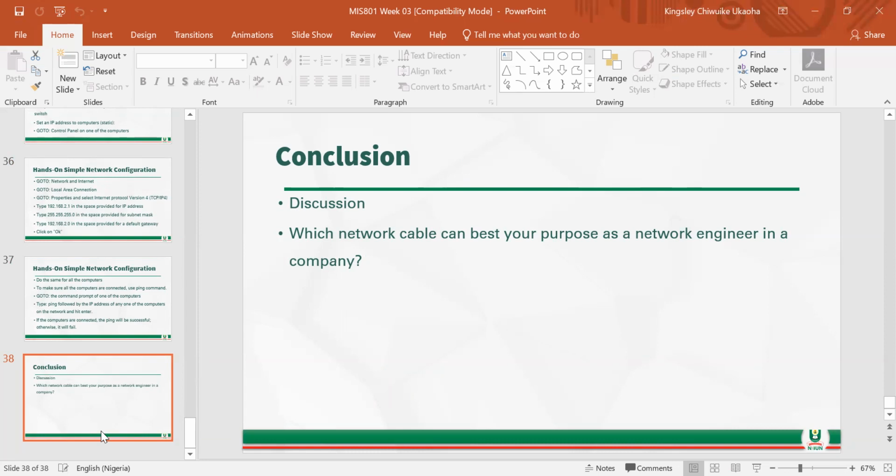I'm waiting for contributors. Contributors, please. I asked a question which I expect all of you to even go through. Which network cable can boost your purpose as a network engineer in a company?